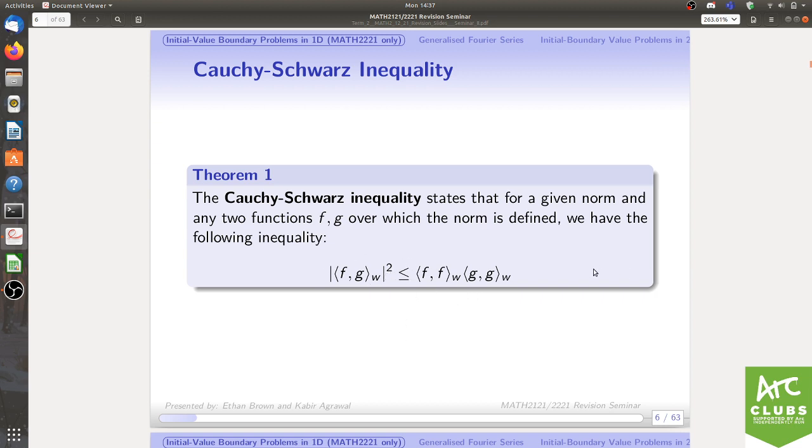Alternatively, you can take the square root of both sides, in which case you directly have the inner product of f and g is less than or equal to the norm of f multiplied by the norm of g.